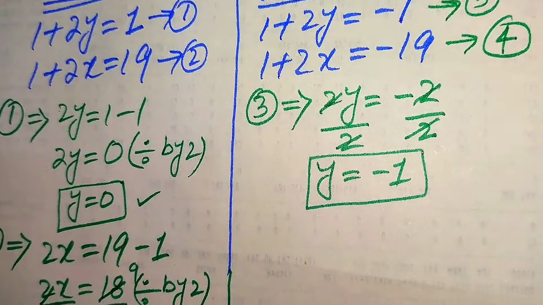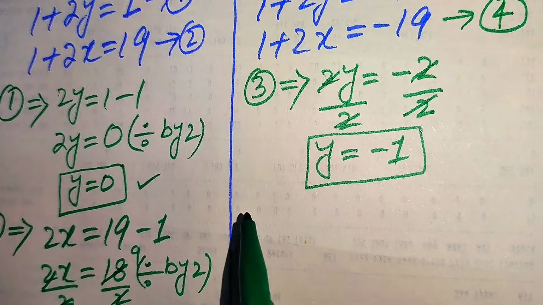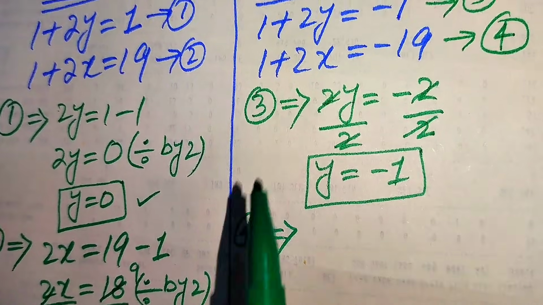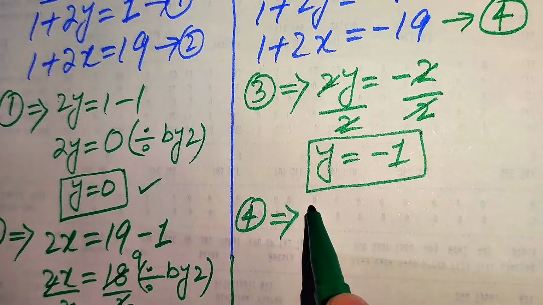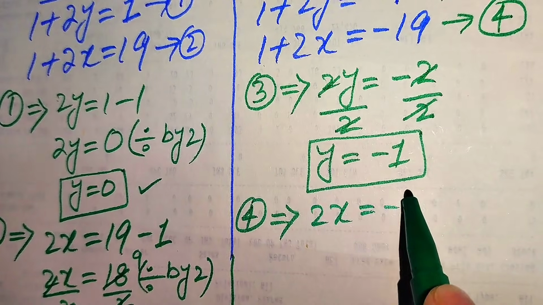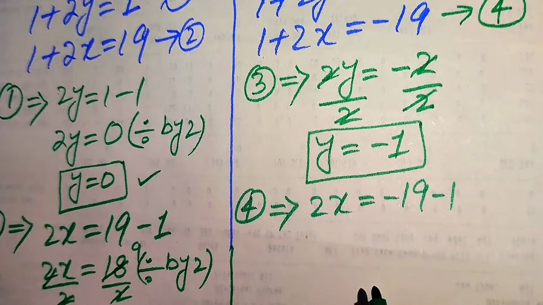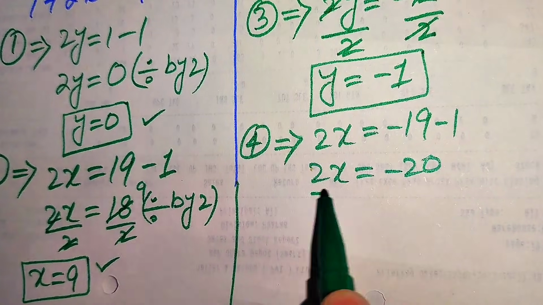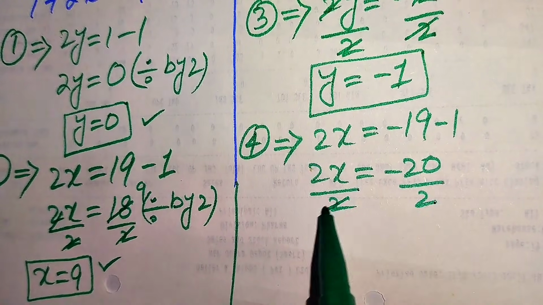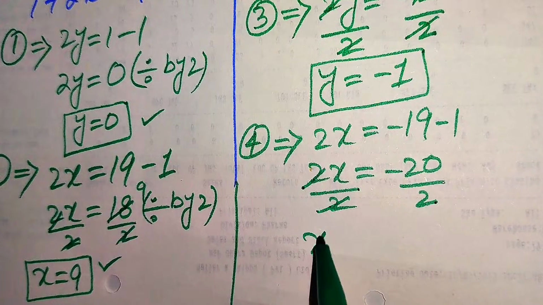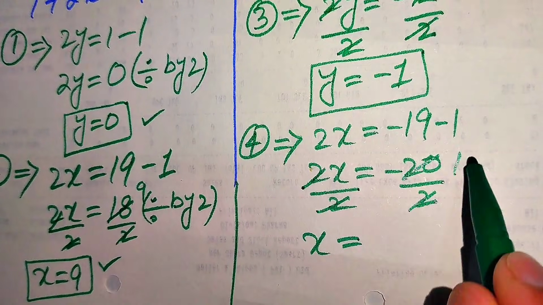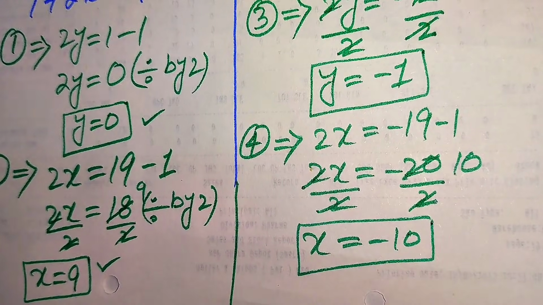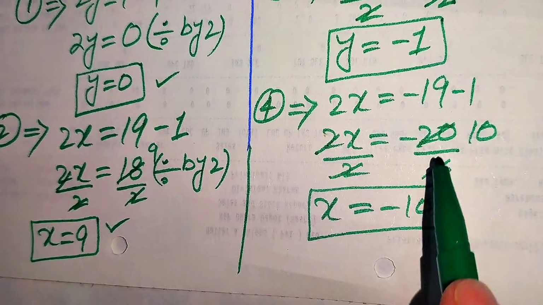So this is the value of y that we get from the second case. And now for the value of x, in equation number 4 we move this plus 1 to the right hand side, and it becomes 2x equals minus 19 minus 1, so 2x equals minus 20. We again divide both sides by 2, the 2 and 2 cancel, and 20 divided by 2 is 10, so x equals minus 10.